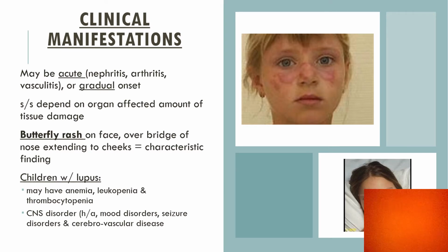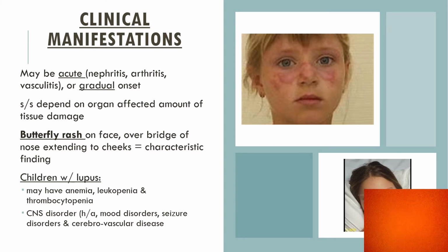So some clinical manifestations, whether it's a child or an adult, the most classic sign and symptom is the picture you see on the upper right-hand corner. We refer to that as a butterfly rash, and it's located over the bridge of the nose, and it extends like the wings of a butterfly onto the cheeks. This is a characteristic sign and symptom of lupus. Additionally, we may see other organs involved, and the signs and symptoms reflect those organs that are involved. So if we have an acute episode of lupus, we may have nephritis, arthritis, or vasculitis, any one of those areas being affected, or it could be a gradual onset that we note over time.